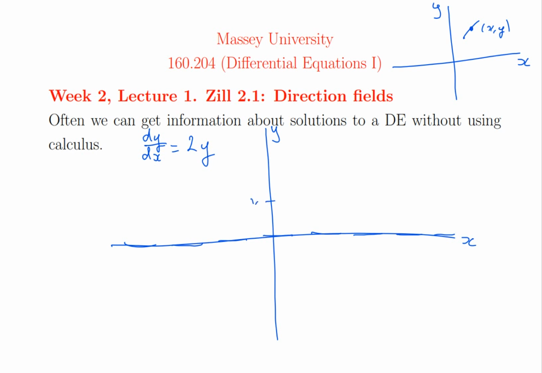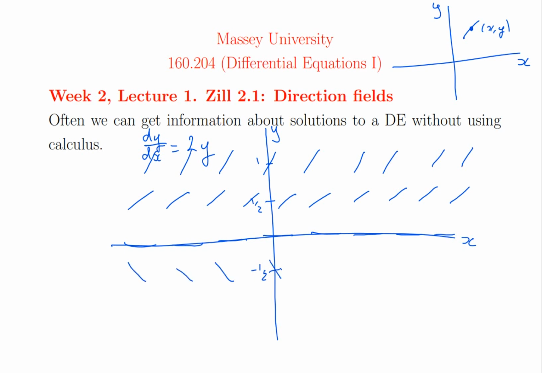On the line y equals a half, 2y is equal to 1. That means dy/dx must be equal to 1. So I draw little sticks at a 45-degree angle. Any solution that passes through that point must be having slope 1. And at y equals 1, the slope must be 2. So a bit steeper. At y equals negative a half, 2y is negative 1, the slope must be negative 1. At y equals negative 1, the slope must be negative 2.